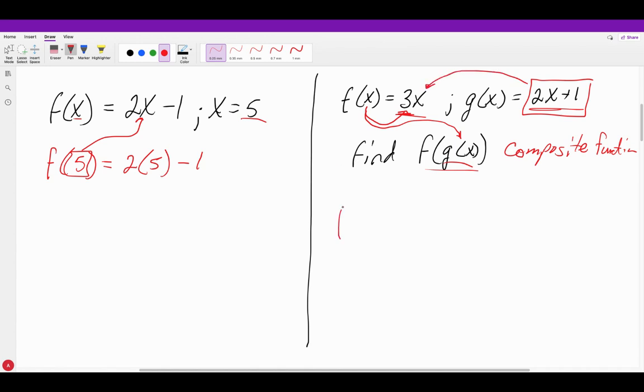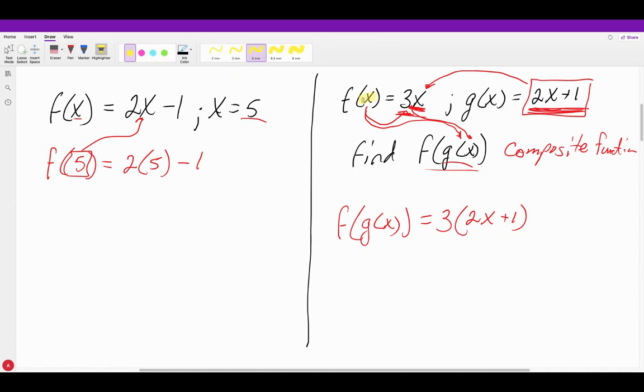So we can write f of g of x is equal to 3 times our variable x, but we're now replacing it with our g of x function, which is 2x plus 1. So now it becomes 3 times 2x plus 1, because where our x was, we are now replacing it with our g of x function. So now we would just simplify this and say, okay, well, 3 times 2x plus 1, so f of g of x is now equal to 3 times 2x, which is 6x, and 3 times 1, which is 3.